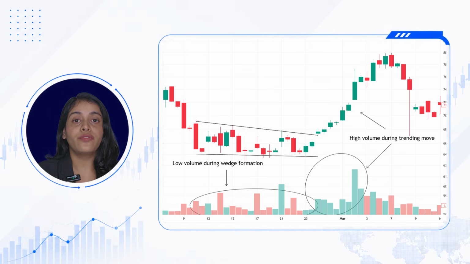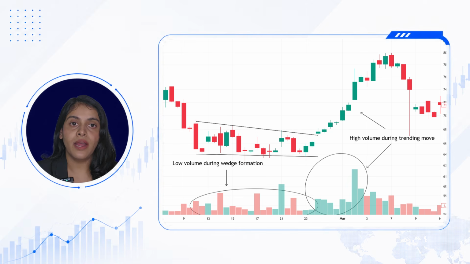Now let's go towards the importance of volume during a breakout. Price alone doesn't tell the complete story. Volume is equally important. During the formation of the falling wedge, trading volume usually decreases. This happens because both buyers and sellers become cautious as the price compresses within the pattern. However, when the breakout finally occurs, volume should increase significantly. Rising volume indicates strong buying participation and confirms the breakout is supported by genuine demand rather than short-term speculation. A breakout without volume is generally considered weaker and carries a higher probability of failure.